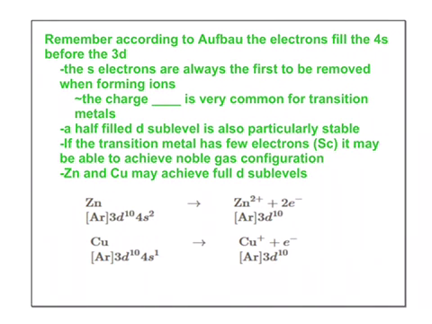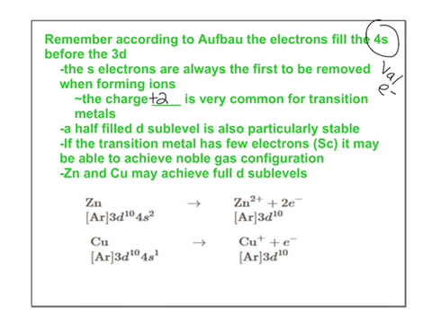So remember, according to the Aufbau principle, the electrons fill 4s before the 3d level. So the s electrons are always going to be the first ones removed when forming ions, because the 4s electrons are the outermost valence electrons. So this gives a charge of +2 for transition metals. It's very common.